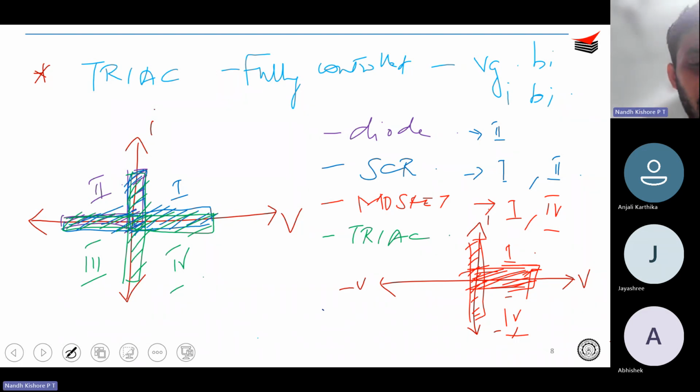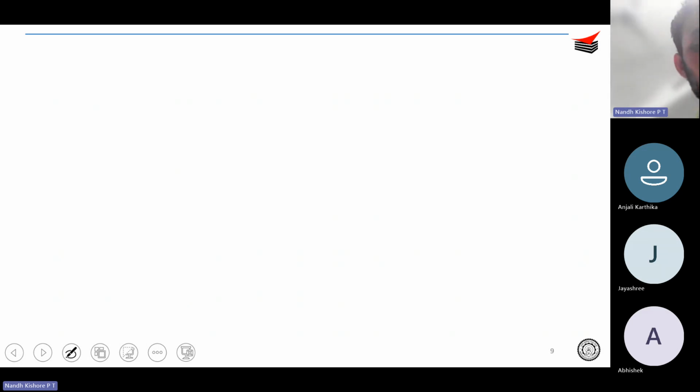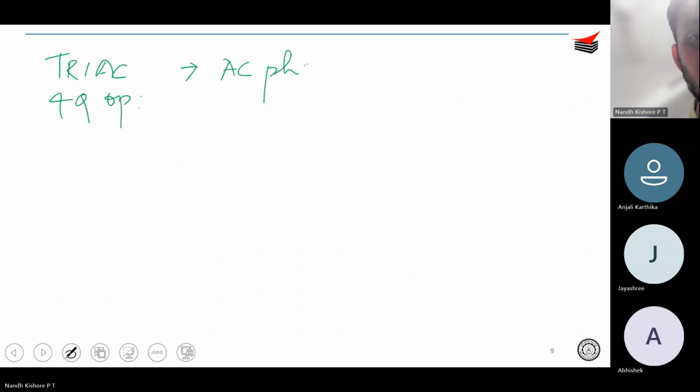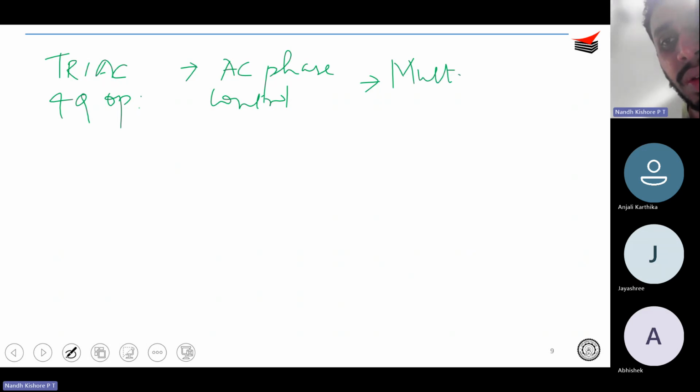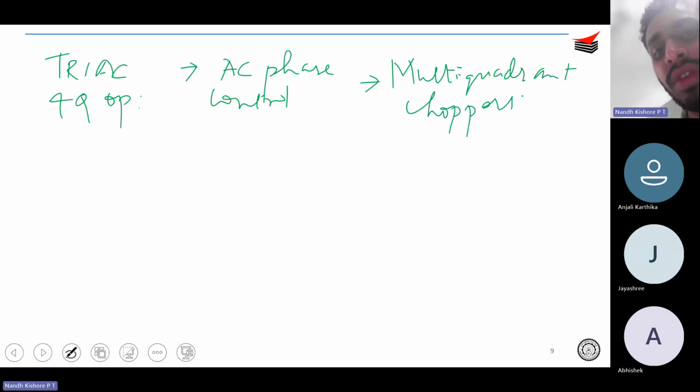Since triac is fully controlled, and it is voltage bidirectional and current bidirectional, 4-quadrant operation, it can be used for purposes such as AC phase control, or in multi-quadrant choppers and stuff, wherein you need to move across different quadrants, first quadrant, second quadrant, third and fourth. So you can always use triac.